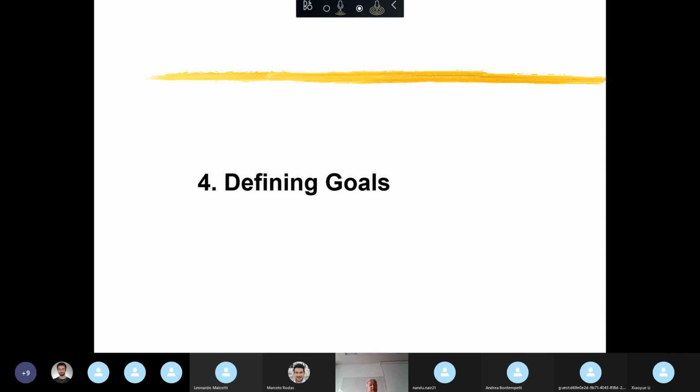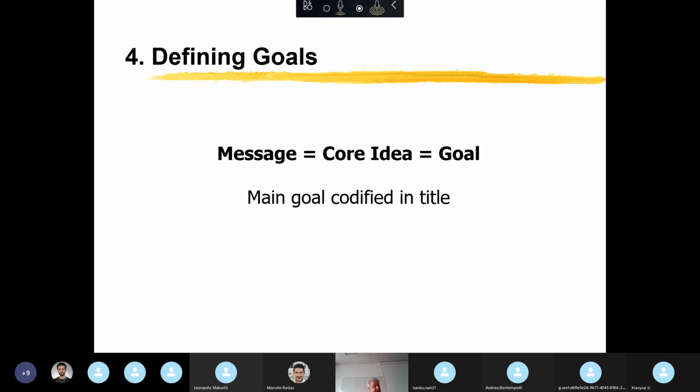Good. Defining goals, that's a very key point. One paper, one message. If you remember, Ansel told us when he came here. This is why we have to do what he said before. No matter how simple your research is, you'll have touched 10 different points. When you write a paper, you must be very, very clear what you're saying.